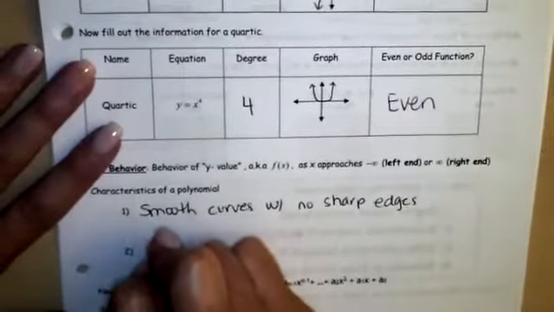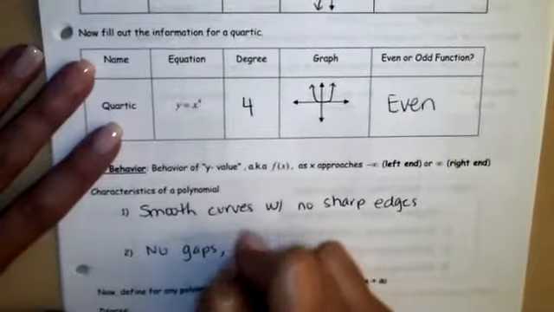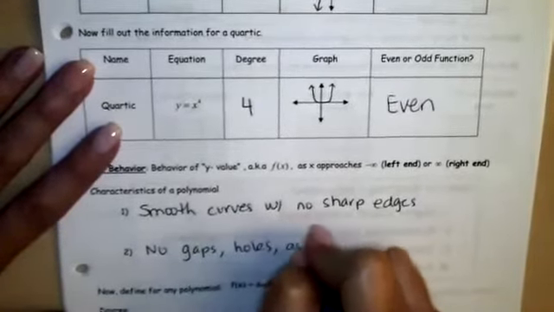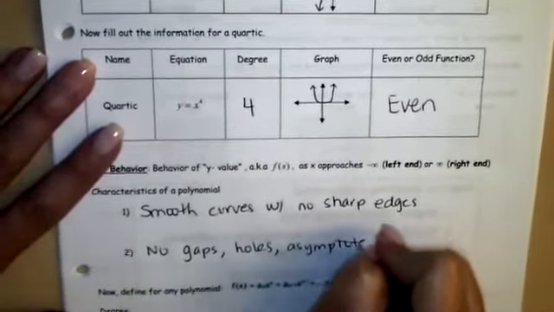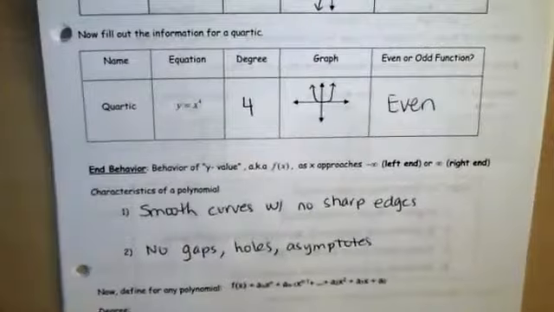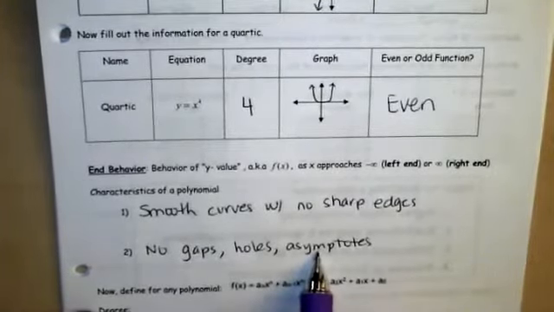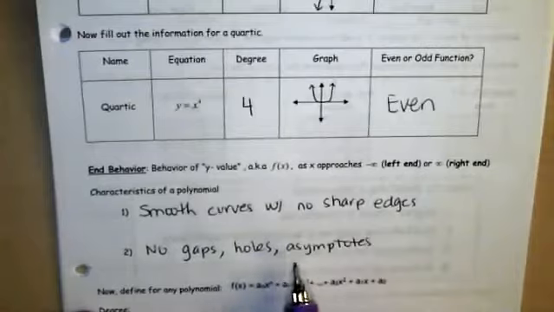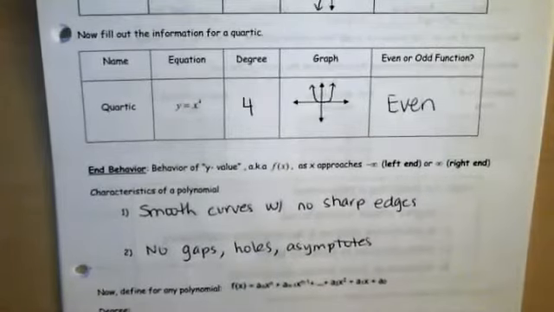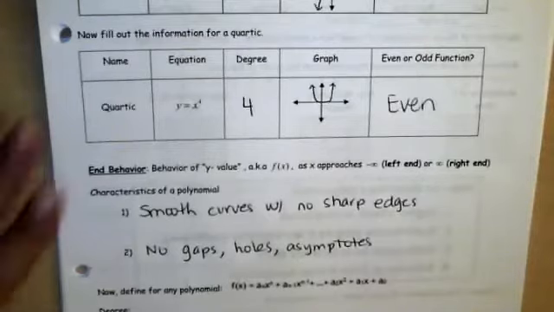And they're continuous. They have no gaps, holes, asymptotes. So if we talked about an absolute value function, that one we know is not a polynomial because it's that V shape. It's got that sharp edge on the bottom. If we talked about the rational, we know that's not a polynomial because it's got an asymptote. So you want to look at those on the graph. It's a smooth curve, it's continuous, it does not have holes, it doesn't have asymptotes or anything of the sort.